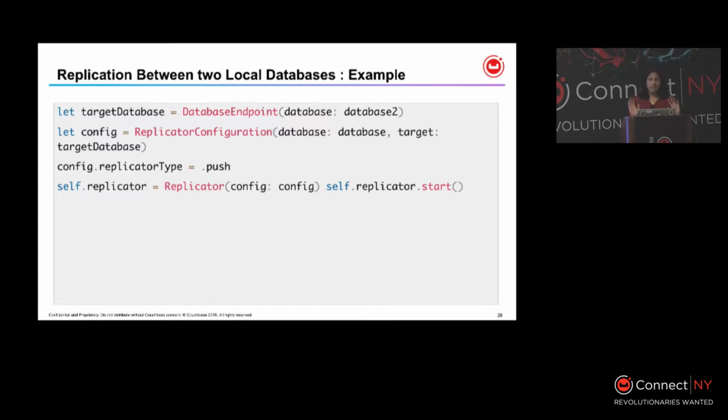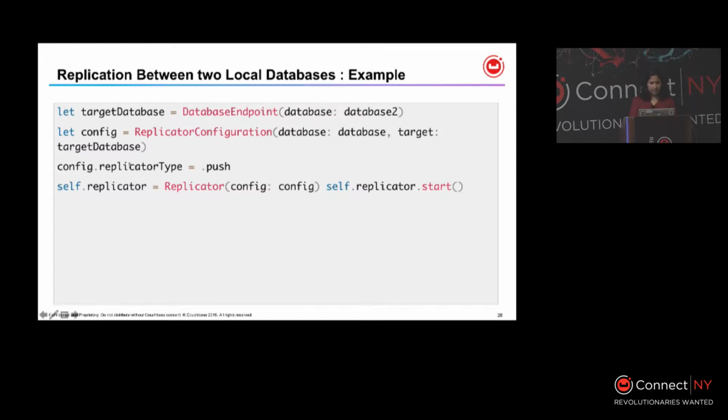Which means even if your app crashes or something happens to your device, right, you still have a backup copy on the device that you can then recover from the device and transfer it to your sync gateway, to the Couchbase server, sync gateway, or whatever you want to do with it.